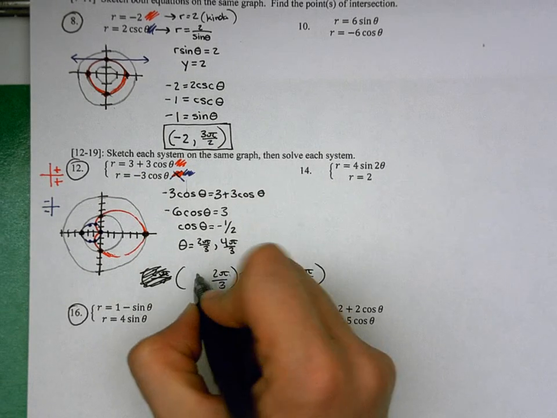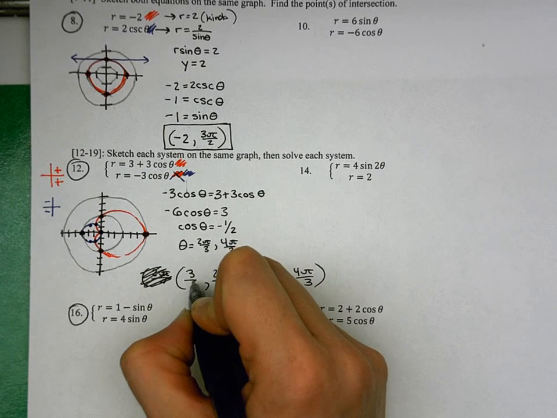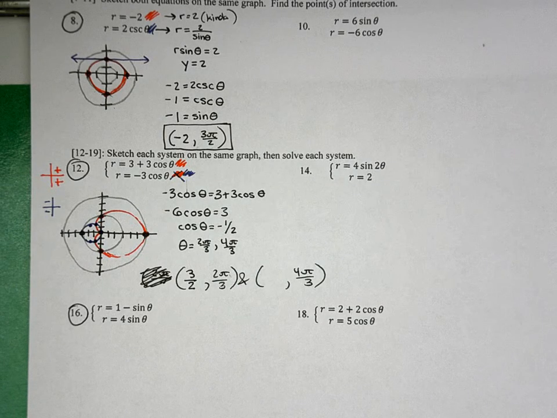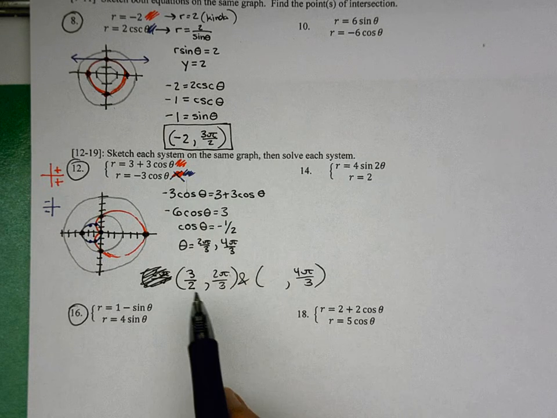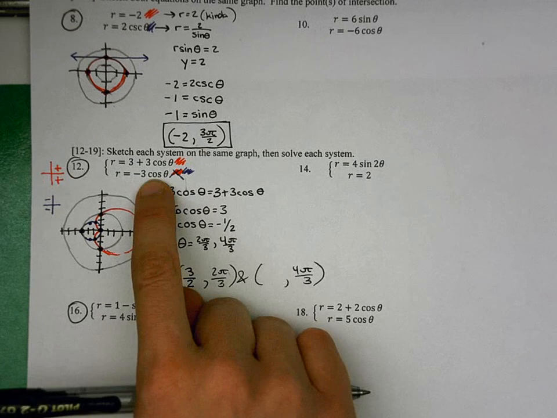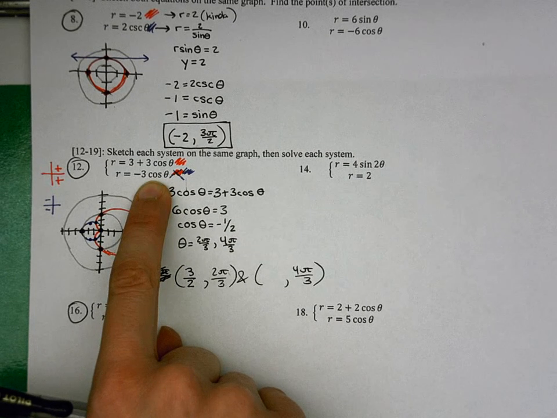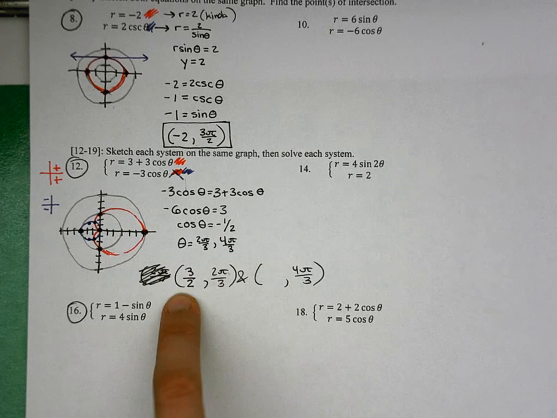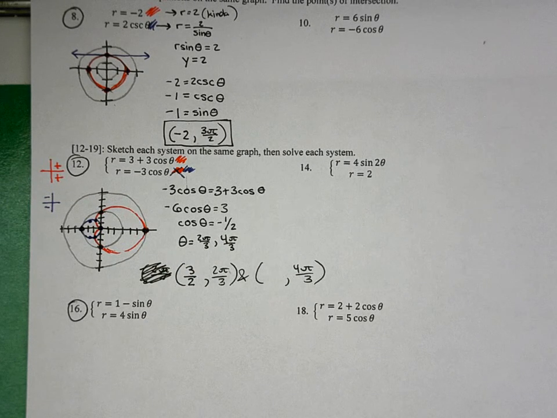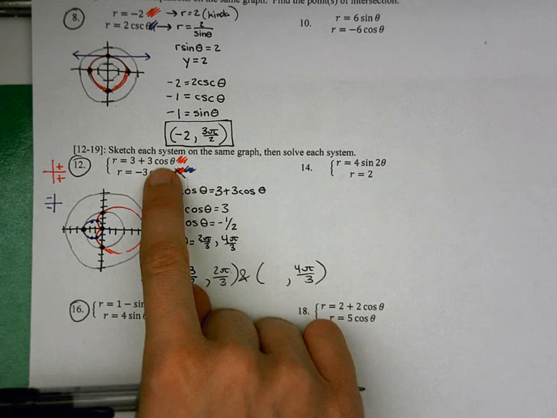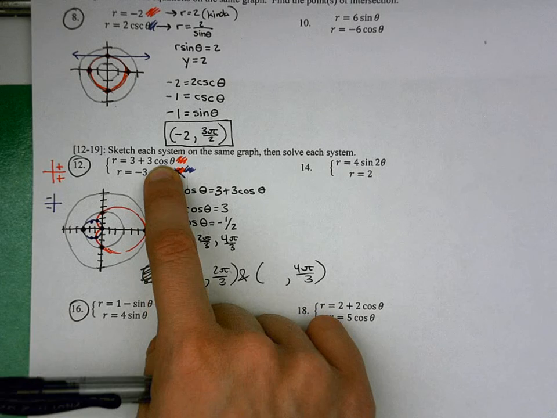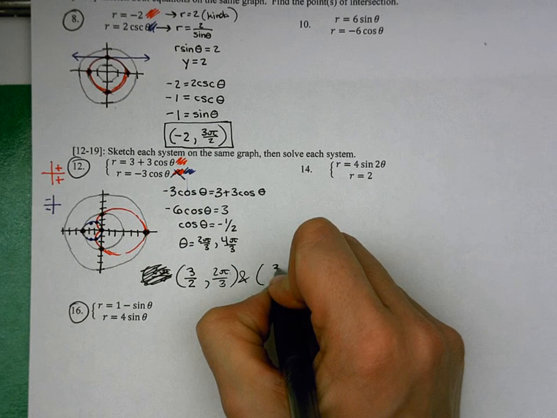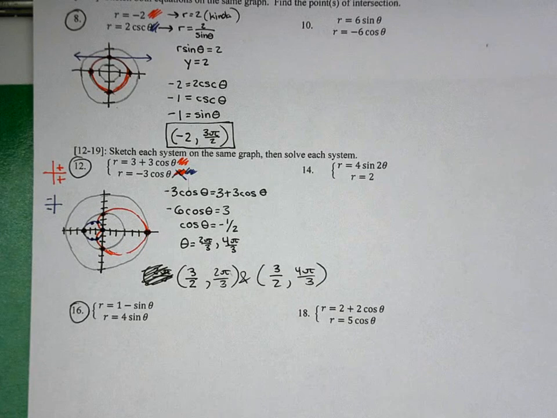And again, I always tend to recommend double checking with your other equation as well, just to make sure you still get 3/2. Cosine of 2 pi over 3 is -1/2. -1/2 times -3 is 3/2. And we're good to go. Okay? 4 pi over 3, same thing. Cosine of 4 pi over 3 is -1/2, which therefore is going to generate the same value because both of these gave us a cosine of -1/2.